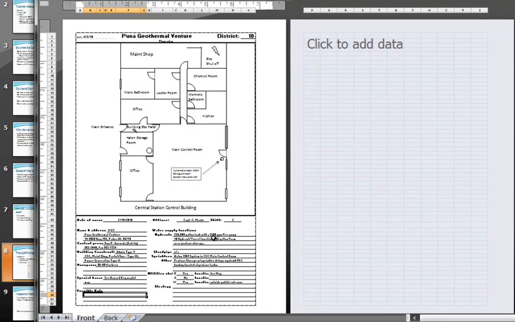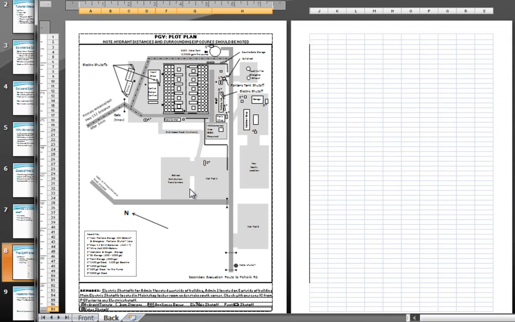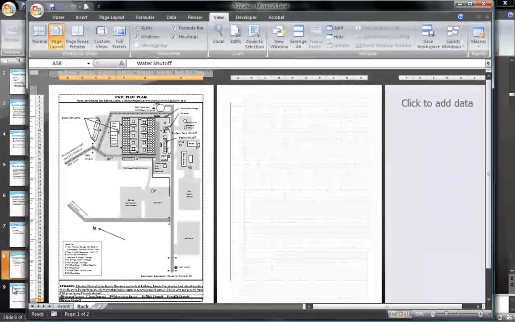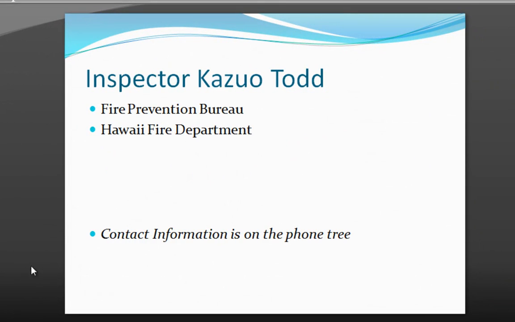The bottom half gives the information that would be pertinent in terms of contact information, where the electrical and water shutoffs are, and things like that. The second page gives us our plot plan, or where the roads are, where we can find water access, any major hazards that might be apparent at the scene, such as high electricity, electrical lines, electrical shutoffs, storage of chemicals. In this case, PGV, we made note of the pentane tanks, which store 30,000 gallons of pentane, and everything else they have on site. And that pretty much covers everything for this tutorial.